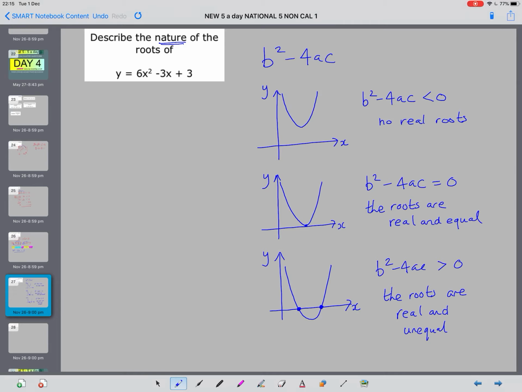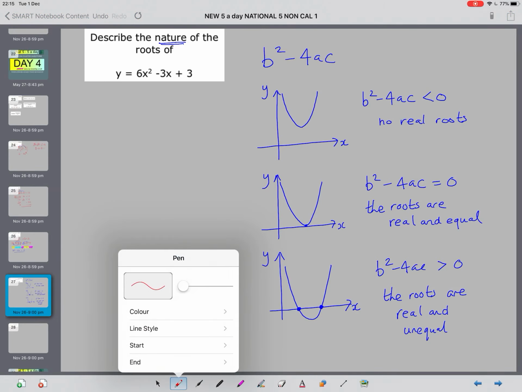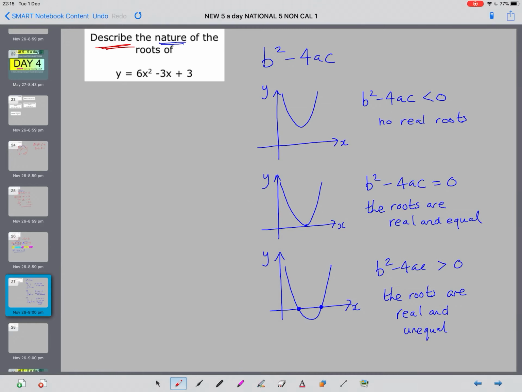Okay, so when it's up here asking you to determine the nature of these roots, is what it's asking you. You have to decide which one it is. Is it the first one, second one, or the third one? And we're going to use b squared minus 4ac to decide if the answer is less than 0. So if it's negative, then it has no real roots. If it's equal to 0, then the roots are real and equal. And if the number is greater than 0, the roots are real and unequal.